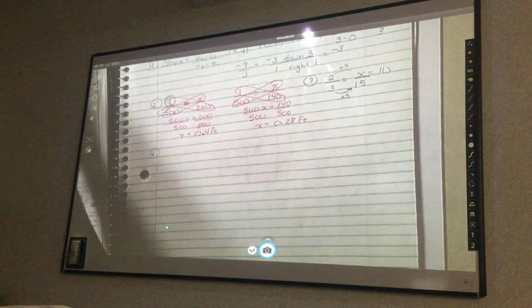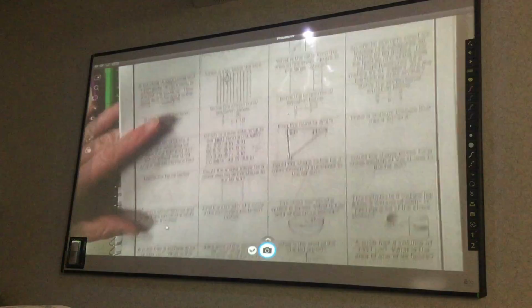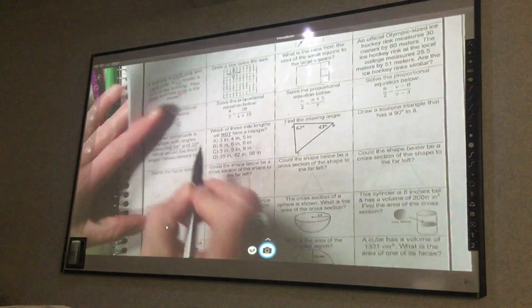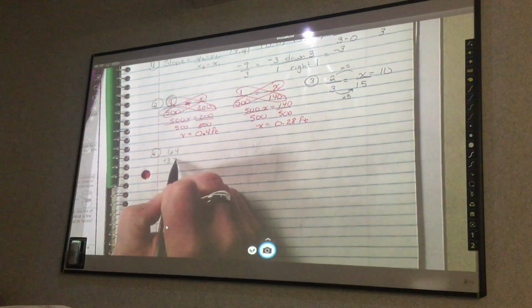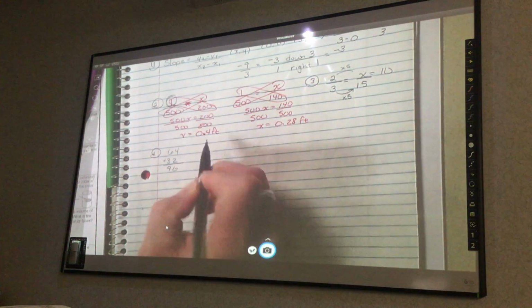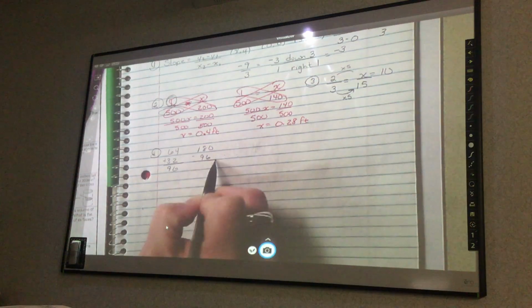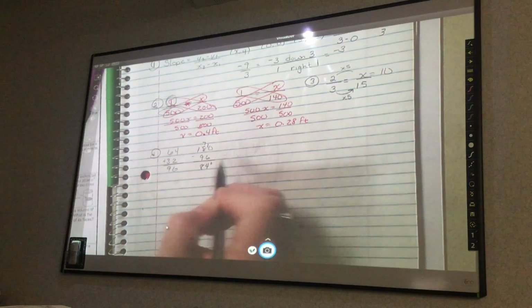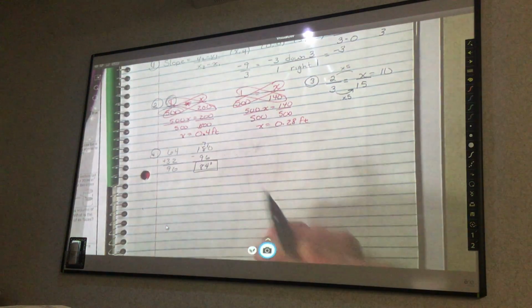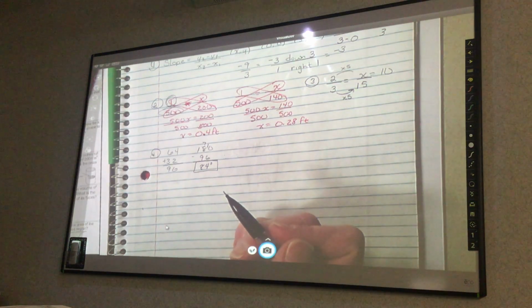Denise constructs a triangle with angles measuring 64, 32, and 32. What would the third angle measure be? Well, you just add 64 plus 32 is 96. Then I take 180 minus 96. And I get 84 degrees. You can set it up with an equation with a letter if you'd like.